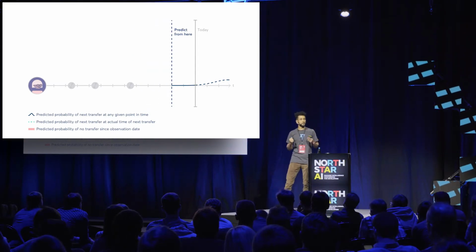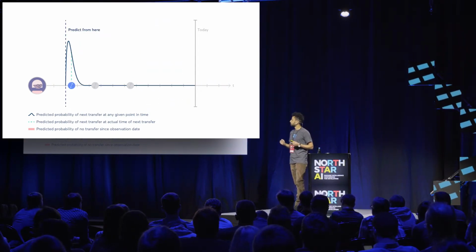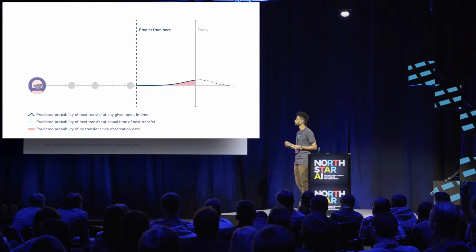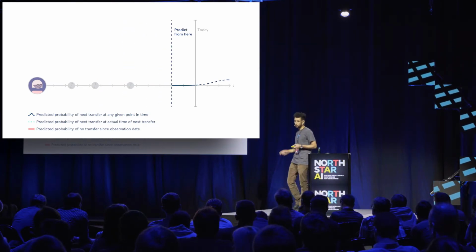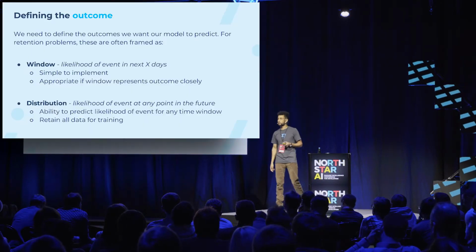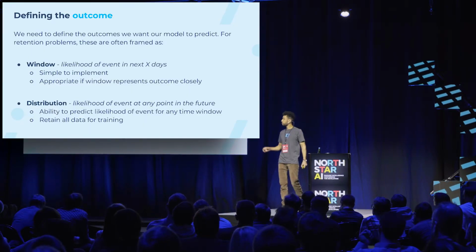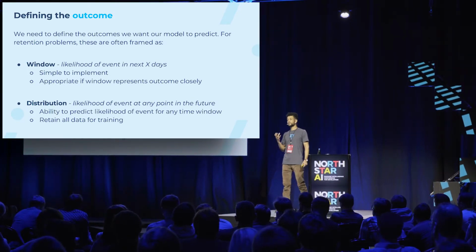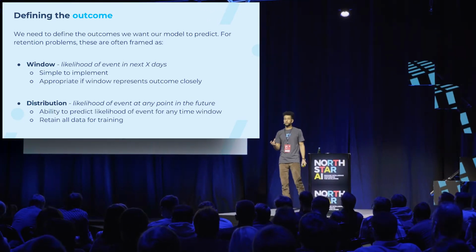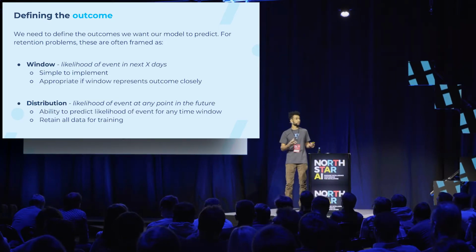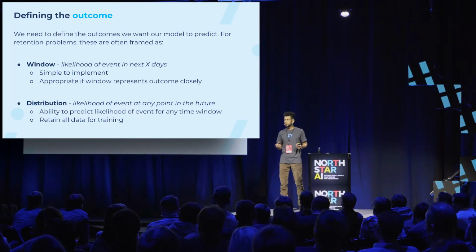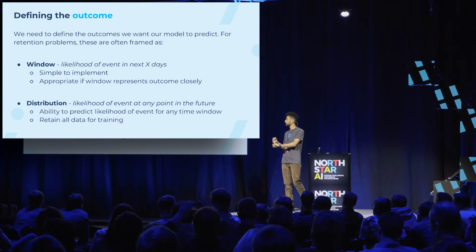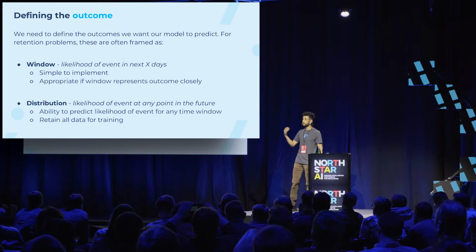So already you should start to see, hopefully it's clear, that we have a bit more flexibility here with our approach. And we're going to talk a little bit about how we do this in a second. But just to recap, defining the outcome is really important. And this is a really important opportunity for you to preserve the nature of the problem that you're trying to solve. So there are two approaches that are generally taken when it comes to churn problems.